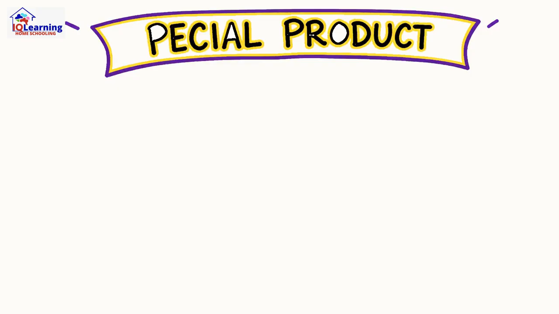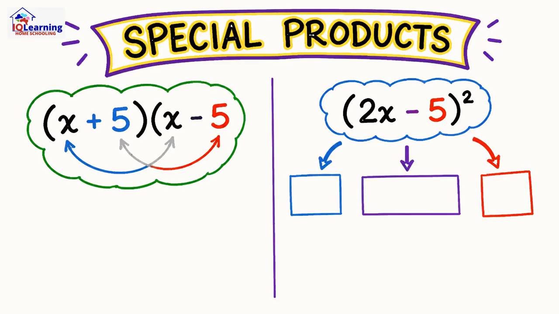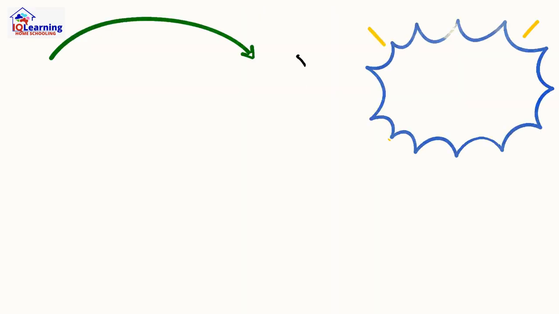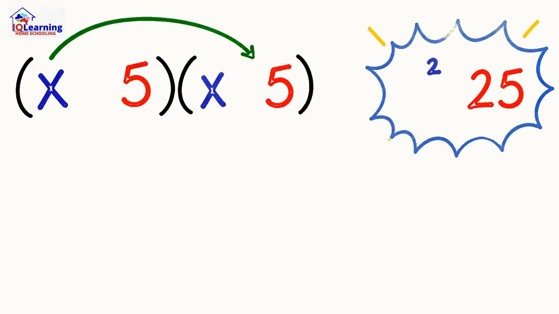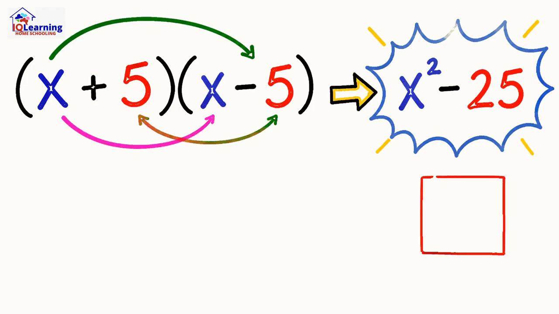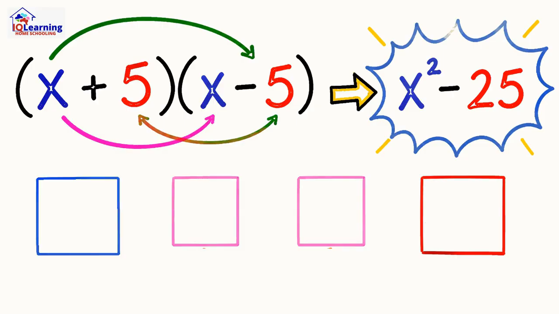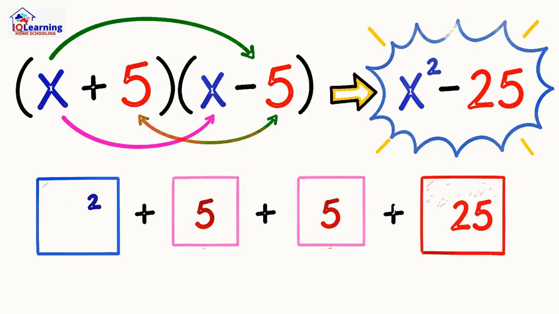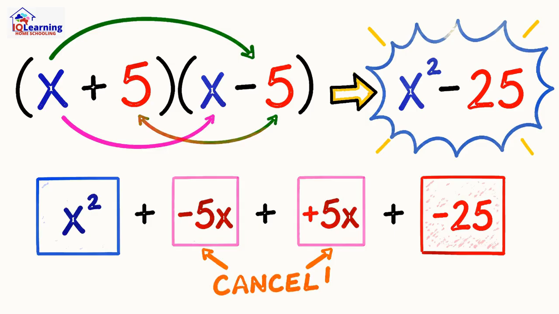Once you've mastered FOIL, you can use shortcuts. These are called special products. See something like x plus 5 times x minus 5? That's a difference of two squares. The middle terms will always cancel out, leaving you with just x squared minus 25. No middle x term. It's a clean, fast solution.